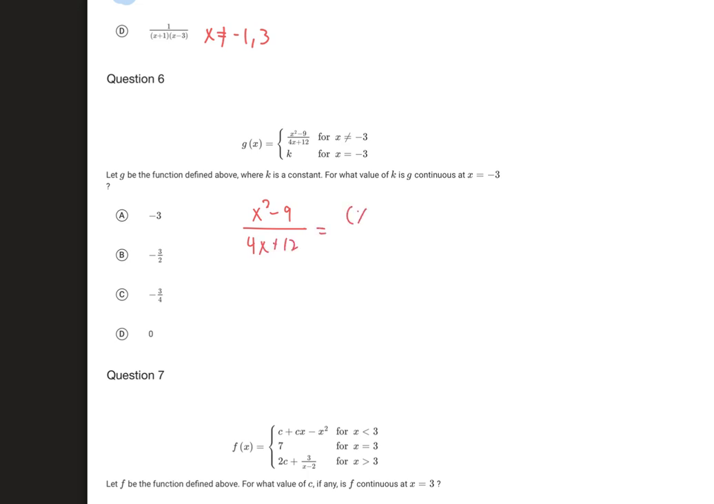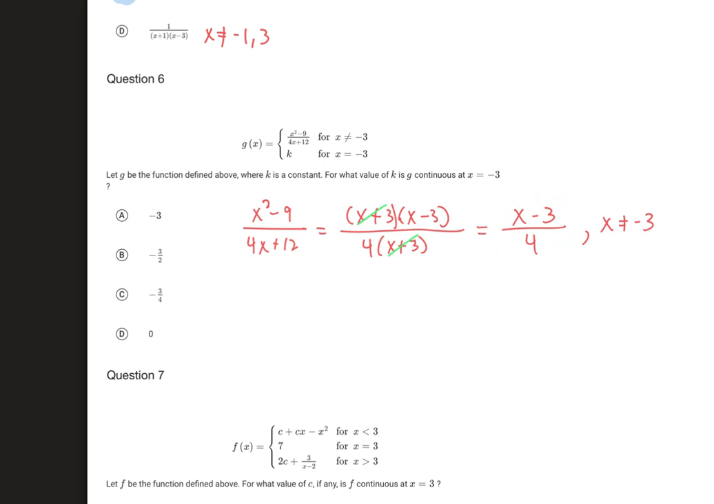Factor the top and bottom. Okay, and then we'll cancel the bottom and the top with that common factor. We realize still x can't be -3. Okay. So all you do to fill in that hole is really just plug in -3 into this simplified version.